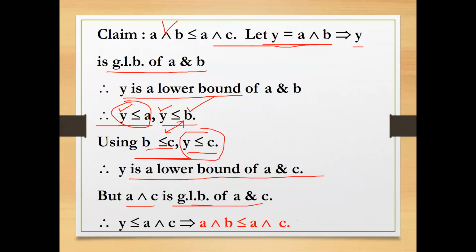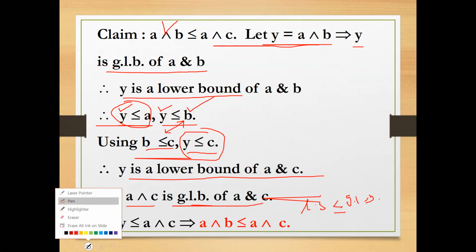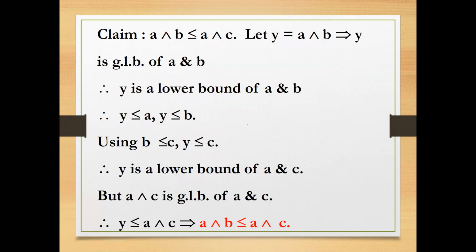So now again we have one element as a lower bound and one element as a greatest lower bound. So which would be greater? Obviously the greatest lower bound. So the lower bound is y and the greatest lower bound is a meet c, and the value of y was a meet b. So a meet b is less than or equal to a meet c. This is the proof of the isotonicity property.